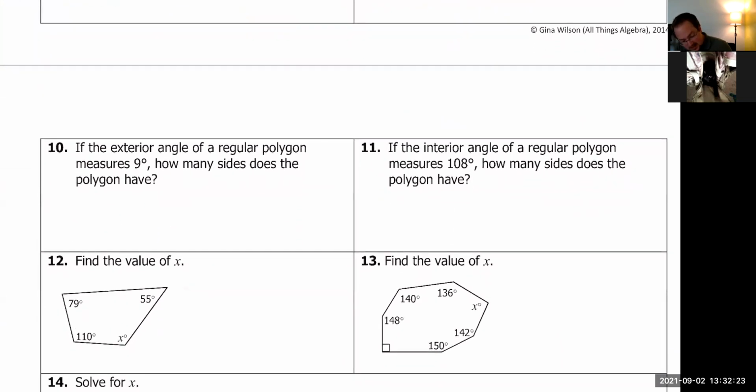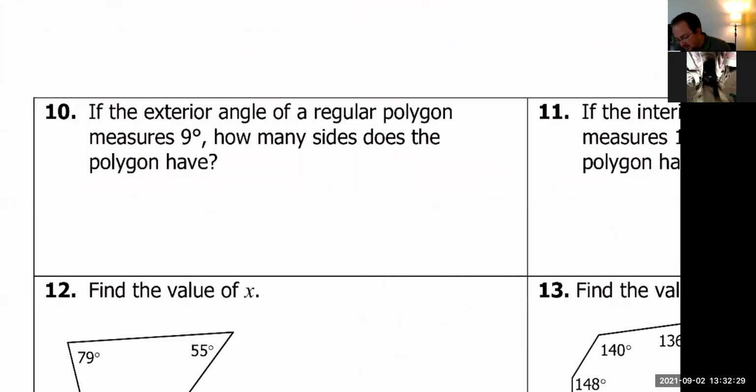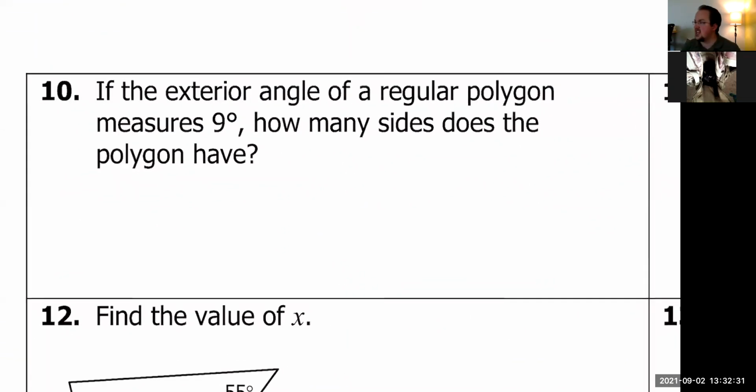I'm going to do number 10, but I'm going to leave... Nope, I'm going to do both 10 and 11, because 11's sneaky. So 11 says, if the exterior angle of a regular polygon measures 9 degrees, how many sides does the polygon have? So we're solving for n.